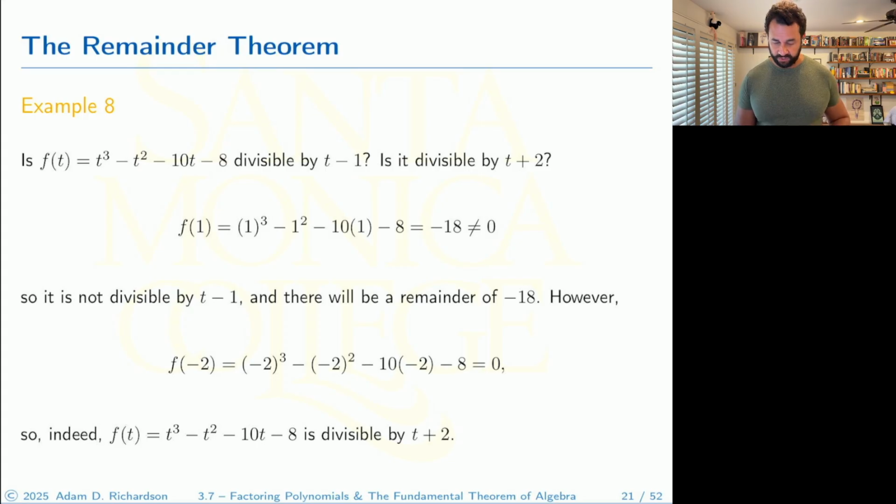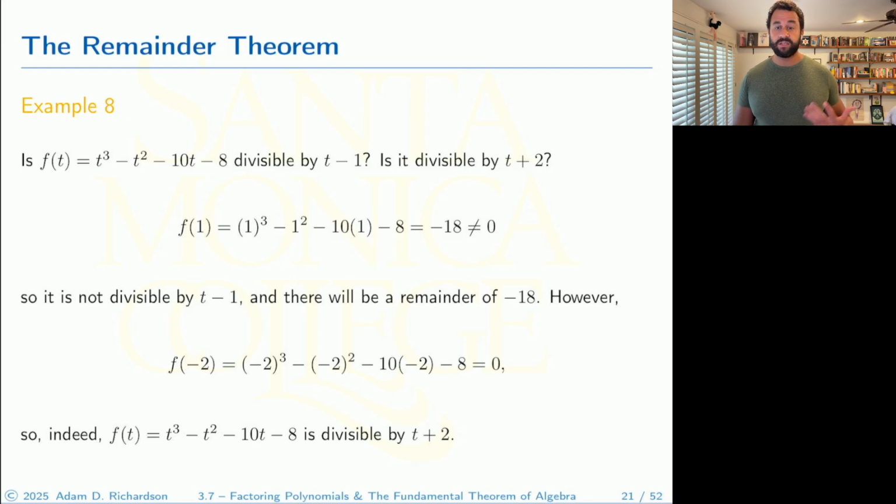Let's check negative 2, right? Negative 2, take the opposite of that sign. Let's plug it in. When we plug that in, we get negative 2 cubed minus negative 2 squared minus 10 times negative 2 minus 8. And that's 0. That's actually 0. So that tells us that indeed this polynomial is divisible by t plus 2.